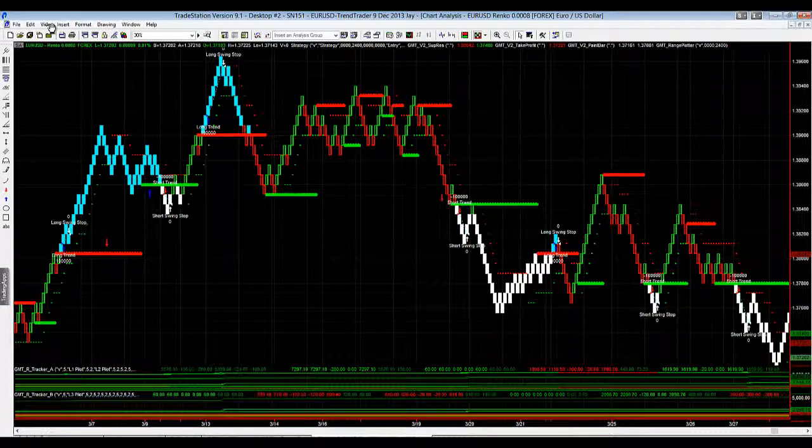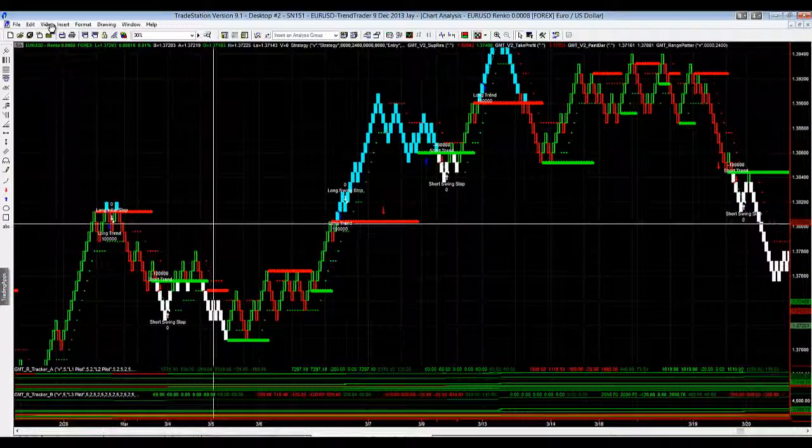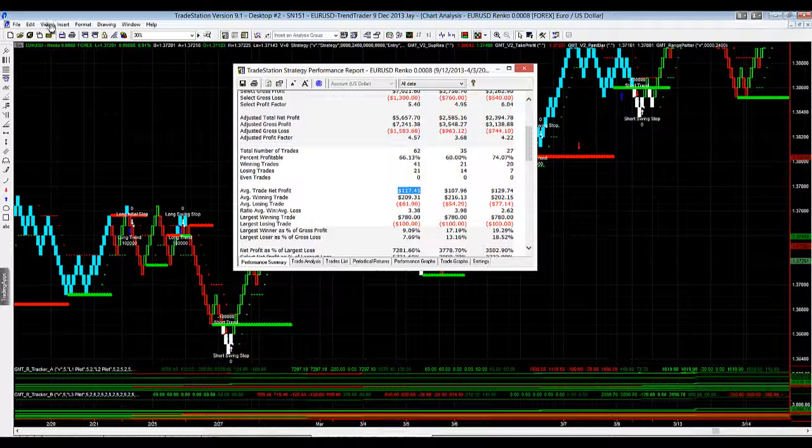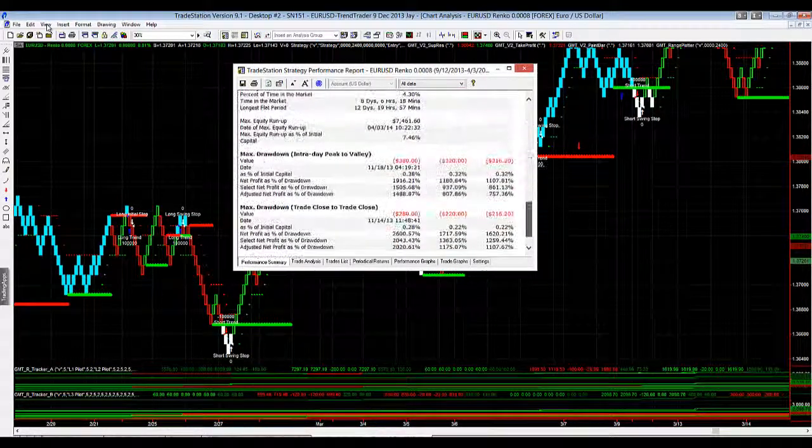They're definitely very appealing to a lot of our traders, but you've just got to understand the little nuances that come with trading Renko. So that's all I wanted to do. I just wanted to quickly show you the performance of SN 151. We'll just have another quick look here.